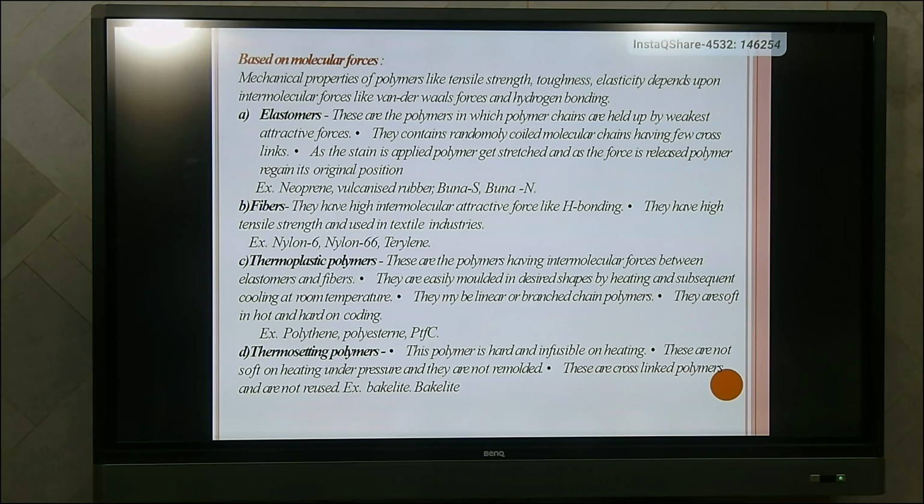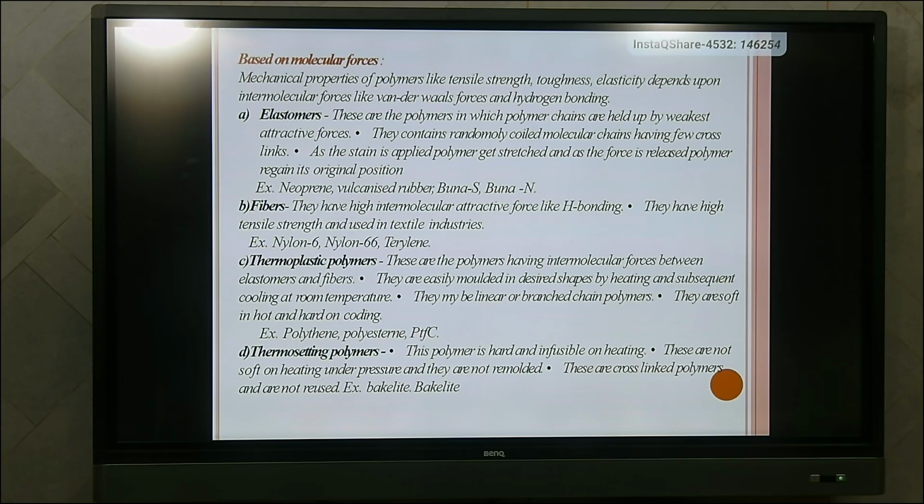Then coming to the thermoplastic and thermosetting polymers. Thermoplastic polymers have high intermolecular forces between one monomer and the other monomer. If you heat any polymer, it will take whatever shape we desire, and after it sets, the polymer can be reshaped as you want.